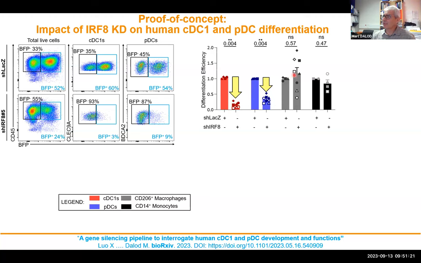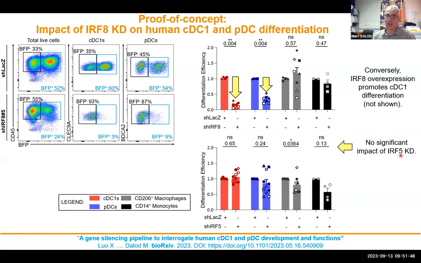You don't have any cell-intrinsic effect of IRF8 loss for macrophages and monocytes, but you have a very strong decrease of the frequency of PDC and CDC1 from the progenitors that are knocked down for IRF8. We could reciprocally show that IRF8 overexpression promotes CDC1 differentiation. So it's loss of function, gain of function, showing the same conclusion. And as a negative control, we could show that the knockdown of IRF5 is not changing the cell differentiation. So it's really specific to the knockdown of IRF8.